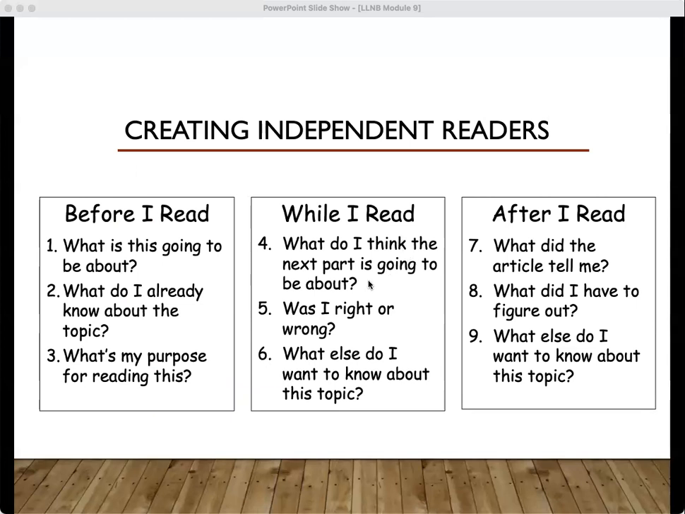While I read, what do I think the next part is going to be about? Was I right or wrong? What else do I want to know about this topic? And then after I read, what did the article or story tell me? What did I have to figure out? What else do I want to know about the topic?